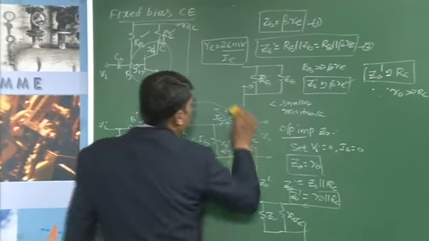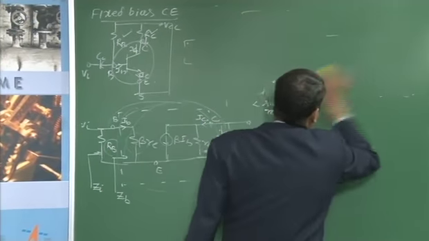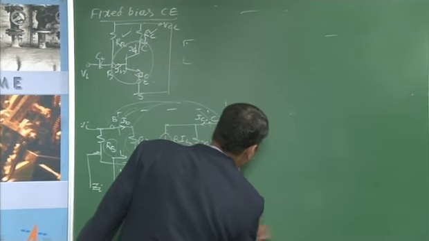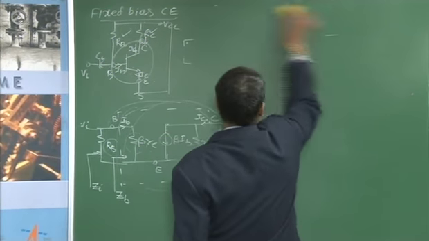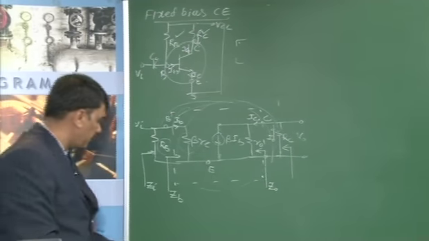The other two parameters of a transistor are current gain and voltage gain.